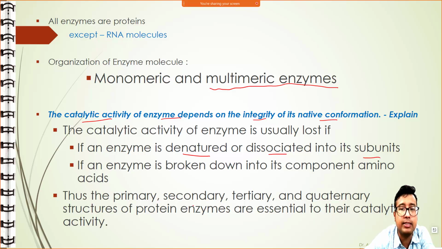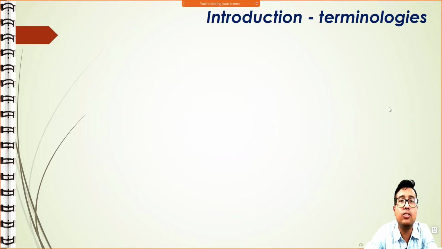Thus the primary, secondary, tertiary and quaternary structure of protein enzymes are essential to their catalytic activity. The proper final three-dimensional tertiary or quaternary structure is most important. Otherwise, enzymes will not function. The moment we break down an enzyme into its simpler form, the activity or function of that protein will be lost. So let us familiarize ourselves with a few terminologies.